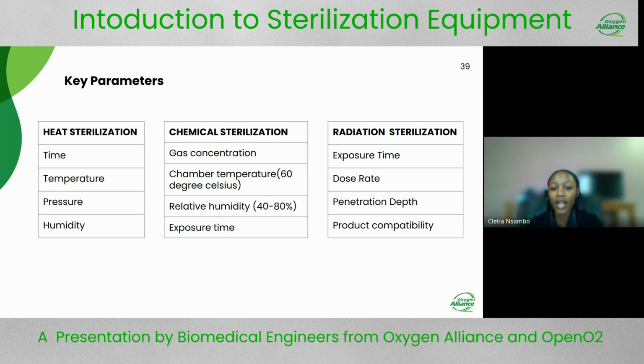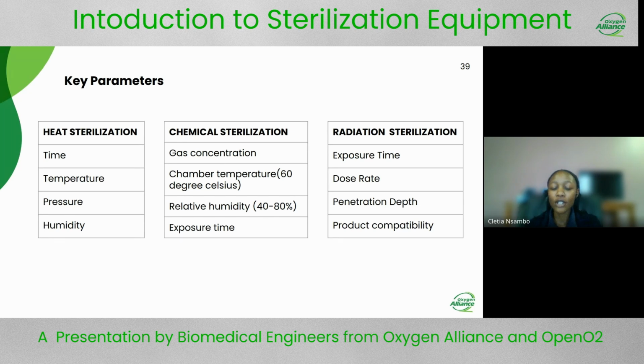And then for radiation sterilization, some of the key parameters are the exposure time, dose rate, penetration depth, and product compatibility. Exposure time is the same, right? Ideally you have to balance it depending on your dose rate, or the amount of radiation dose that you are exposing your items to. These parameters are all about balance so that we have a successful sterilization. So if your dose rate is low, you require a longer exposure time.